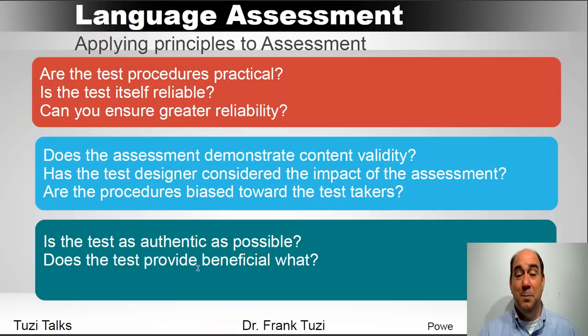Other questions. Does the assessment demonstrate content validity? Has the test designer considered the impact of the assessment? Are the procedures biased toward the test taker? All of these are related to validity. And so you want to make sure that it has content validity, that you've considered the impact of the test on the test takers, and that if at all possible, you make things look easy, you give the benefit of the doubt to the test takers. Okay, so you give them extra help, you give them extra prep, you give them opportunities to have a practice type of opportunity, so they know when they walk in that they know what they're doing and that the assessment is actually going to assess their abilities and not any interference.